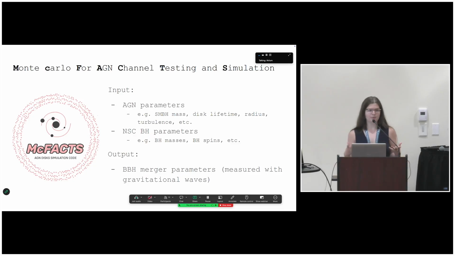To answer this question, we use the Monte Carlo for AGN Channel Testing and Simulations, or McFACS, software. Feed McFACS information about a nuclear star cluster and AGN, and it will output all of the resulting AGN channel binary black hole mergers in your simulated universe. McFACS is built as a sandbox, so you can use that output to go back to your input and refine the knobs until your output reflects the universe that we live in.